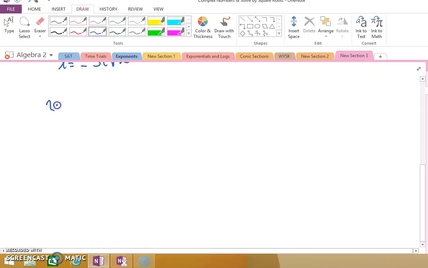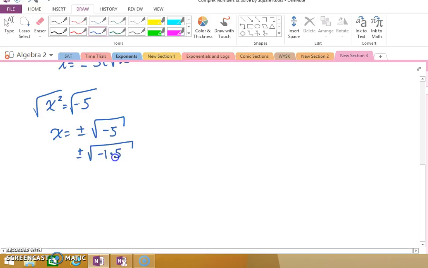So let's say we have x squared equals negative 5. Then we take the square root of both sides. That leaves me with x equals plus or minus the square root of negative 5. Here again, we're going to break that down into negative 1 times 5. So we know x is going to be equal to plus or minus the square root of negative 1, which is i, times the square root of 5. We can't evaluate that, and we can't break it down any further. So our answer is x equals plus or minus i square root of 5.